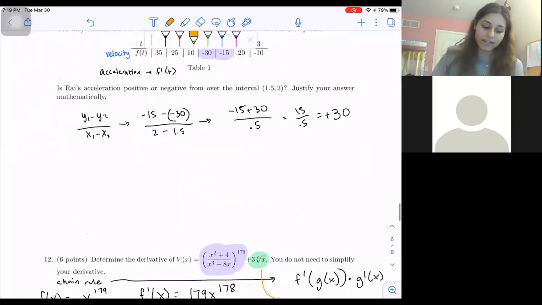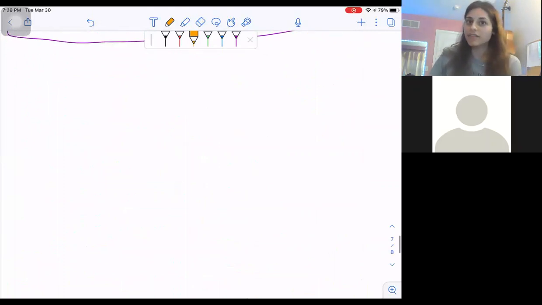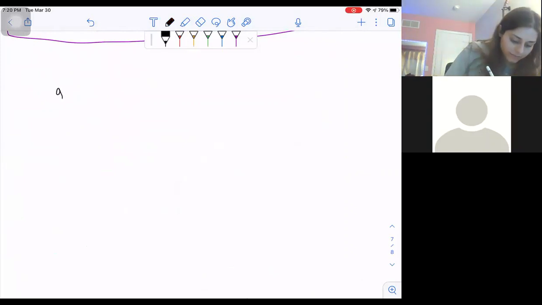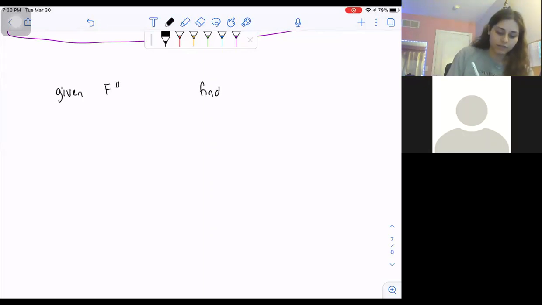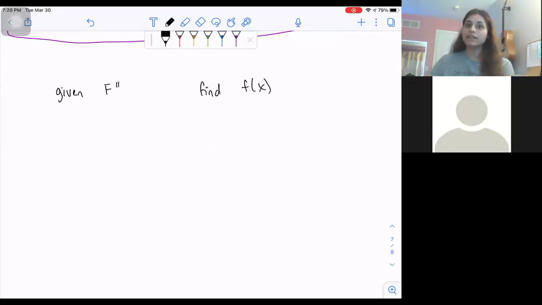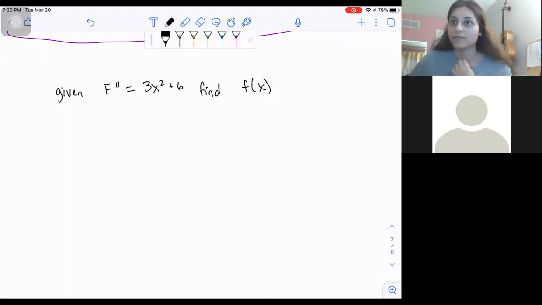Okay, so that is truly an integral. And you guys haven't learned enough to do it properly. But if we're given the second derivative and we want to find the original function, the best way to do that is just work backwards. Correct me if I'm wrong, but I'm pretty sure your exams are mostly multiple choice, if not completely. So if they give you a question like this, and they give you an equation like 3x squared plus 6, and they ask you to find f of x, then f of x will be your answer choices.